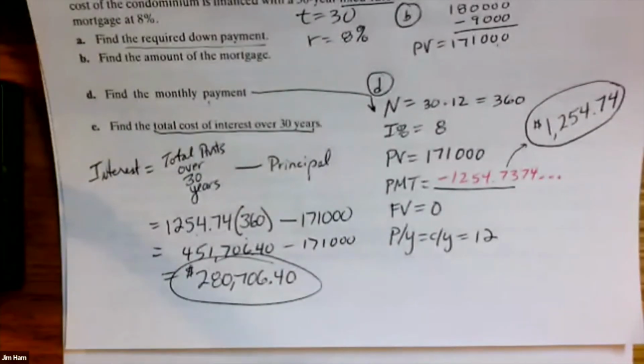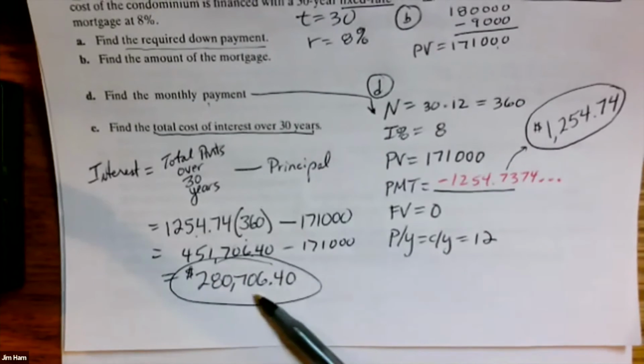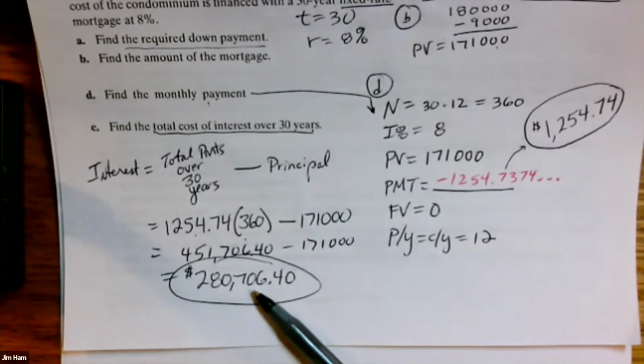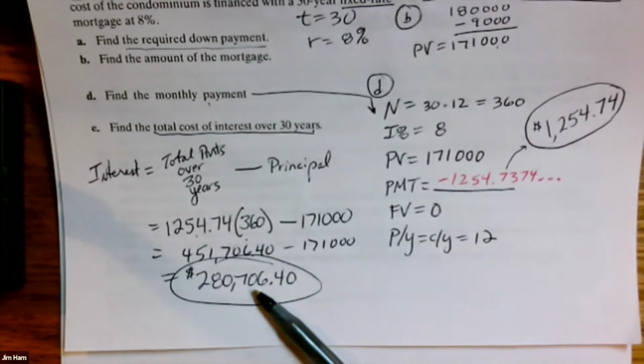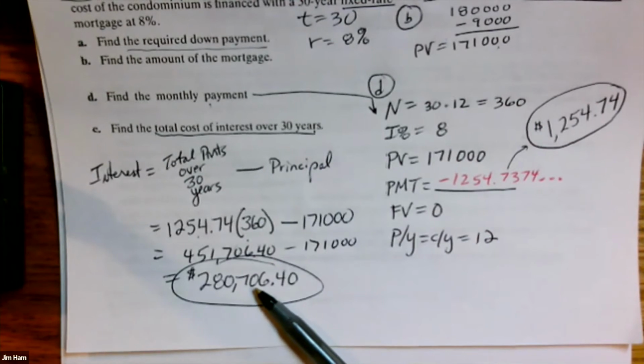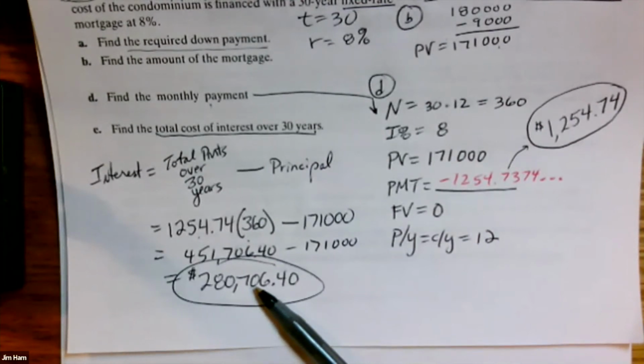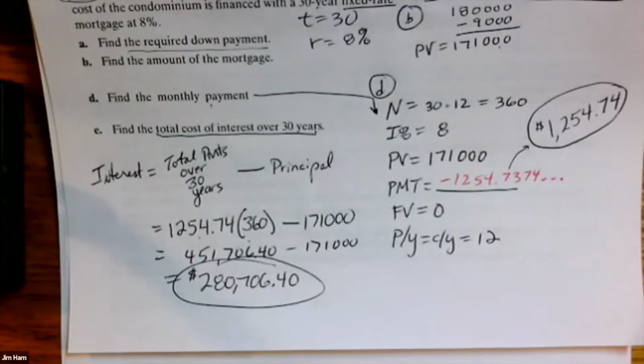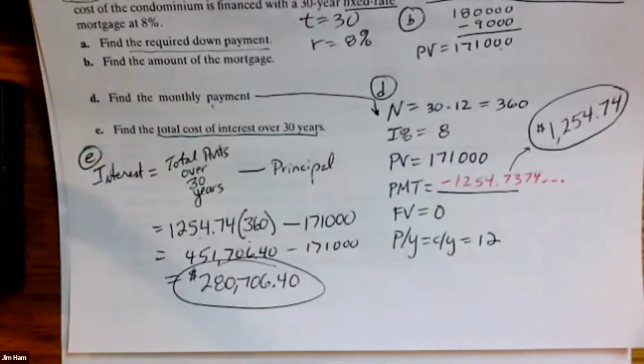This is not unusual. When you take a loan out over 30 years, since you're paying interest in the earlier months on 171,000, it turns out that you actually pay $100,000 more in interest than you do to actually pay off the loan. So it's very, very costly to borrow money. And that was all the work for E.